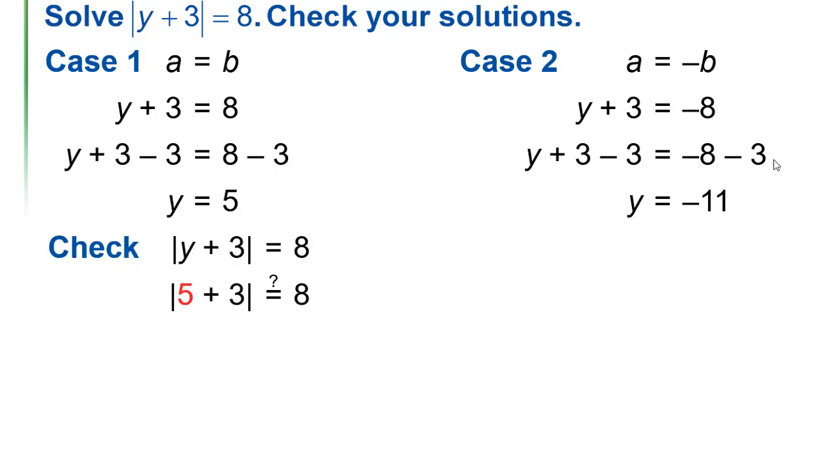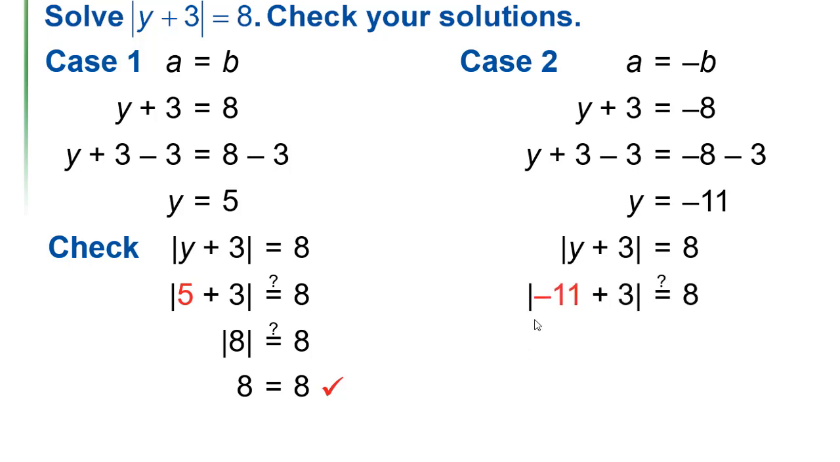So once we check our work, we place in that solution of 5. We get the absolute value of 5 plus 3, which is the absolute value of 8, which is 8. But similarly, if we were to put in a negative 11 for y, we get the absolute value of negative 11 plus 3, which is the absolute value of negative 8, which is also 8.